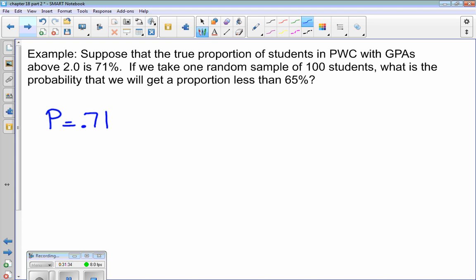If we take one random sample of 100 students, is N 1 or is N 100? What is the probability that we will get a proportion less than 65? Well, we're not trying to find the average of the proportion. So really, what do you think we would do here? What is the probability that we'll get a proportion less than 65%? Well, we have a 0.71. Would you agree? We want less than 65%.